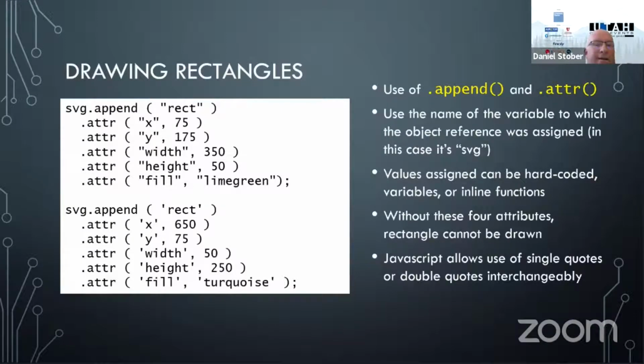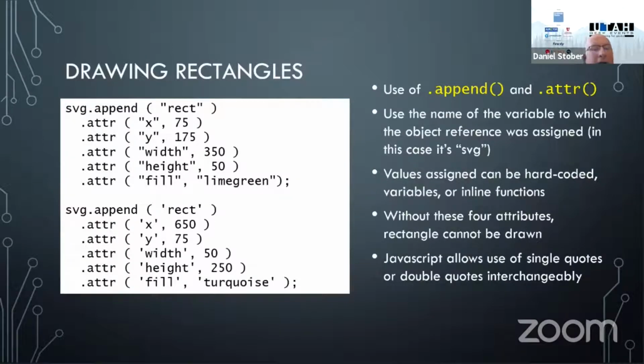I showed you the X and Y and width and stuff on the last slide, but this is the actual code that we would insert. At the beginning of each one of those, we have SVG append. And remember, SVG is just the variable that is the object reference for the SVG that I created in the earlier slides. If I had named it something else, then I would put something else here. But the convention is that we use SVG. So I have SVG dot append, and I'm appending a rectangle, and then you see the same coordinates, the x75, the y175, et cetera.